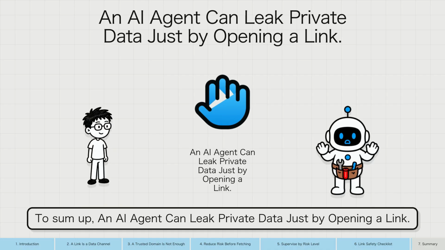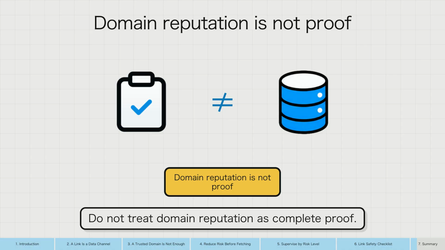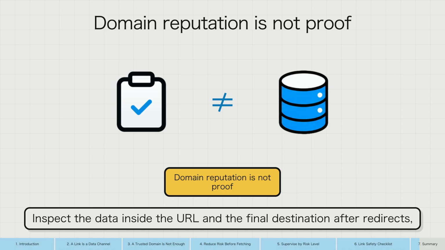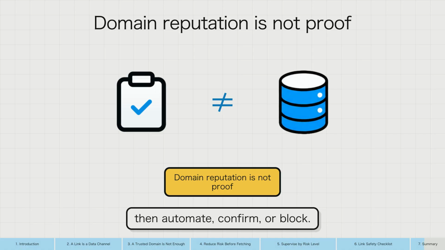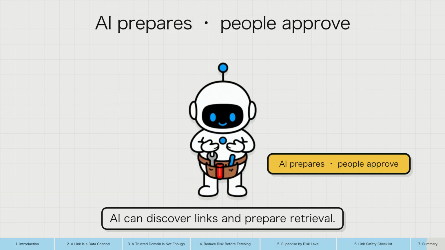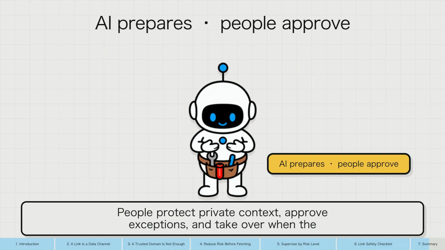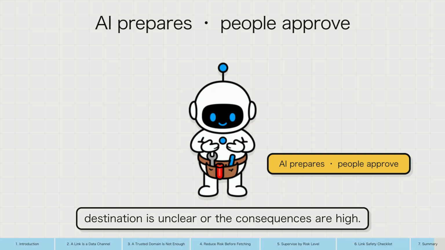To sum up, an AI agent can leak private data just by opening a link. Do not treat domain reputation as complete proof. Inspect the data inside the URL and the final destination after redirects, then automate, confirm, or block. AI can discover links and prepare retrieval. People protect private context, approve exceptions, and take over when the destination is unclear or the consequences are high.